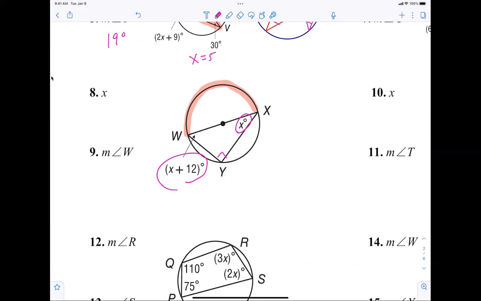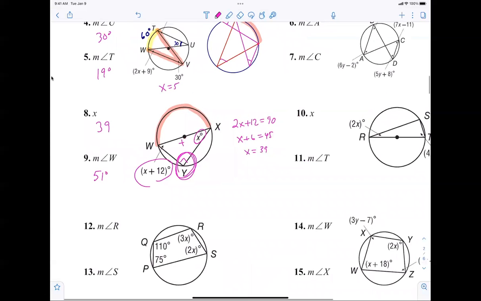Don't tell me X plus 12 plus 90 equals 180. We already know this is 90. So that means the other two must add up to what? 90. Agreed? So now we just have 2x plus 12 equals 90. So x plus 6 equals 45. So X is equal to 39. Is that right? 39? Yes. So X is 39. And then W would just be 51 degrees.